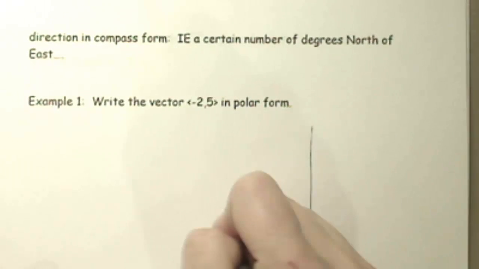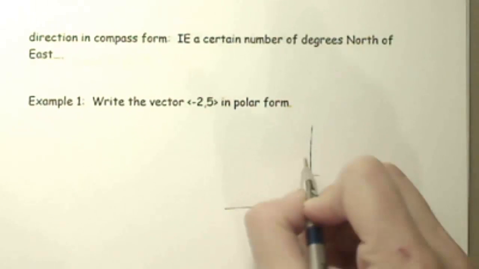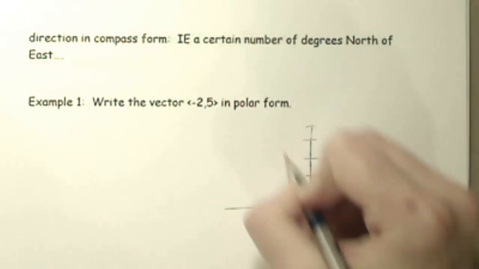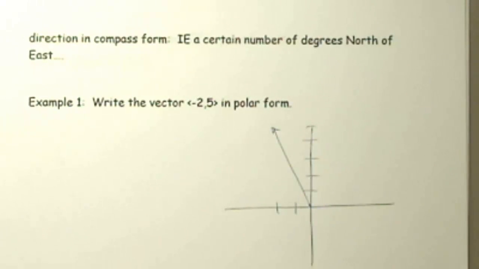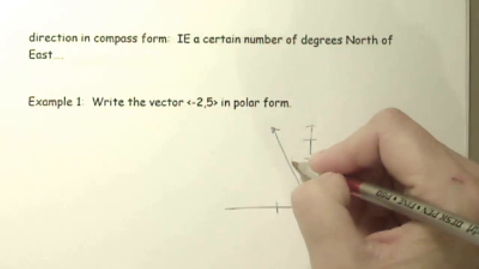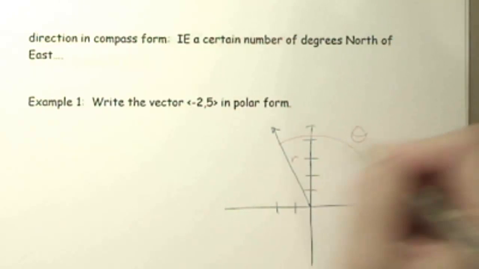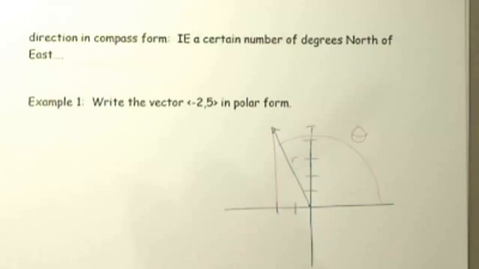So if we draw a picture of the component form of this vector <-2, 5>, looking something like that, with a terminal point at (-2, 5) and an initial point at (0, 0). We will do the same exact thing we did when we were working in the unit circle. To write it in polar form, we want the radius and we want the degrees from the positive x-axis. We will drop an altitude to the x-axis and work within our familiar right triangle.